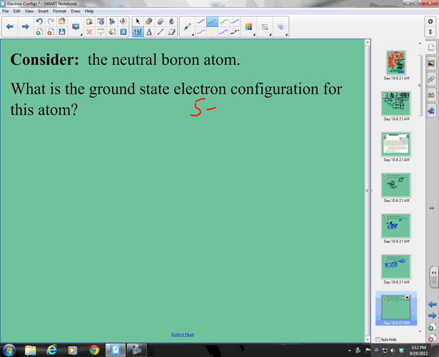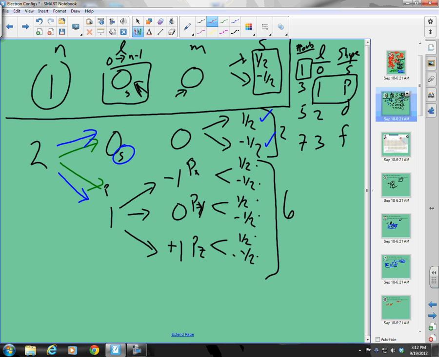So I need to place 5 electrons, right? Where are we going to start? We start at the 1s, and we put 2 in the 1s. Then after the 1s, we go to the 2s. How many electrons can go in my 2s? 2. And then where do we go? Let's take a look at our quantum numbers here. We filled up the 1s, we went to the 2s, and we have 2 electrons in the 2s, and now we want to go where?